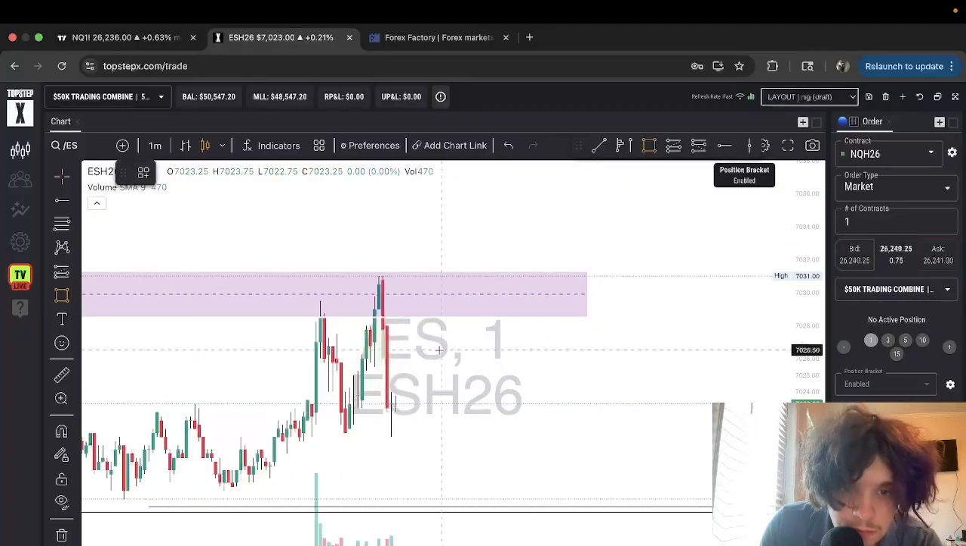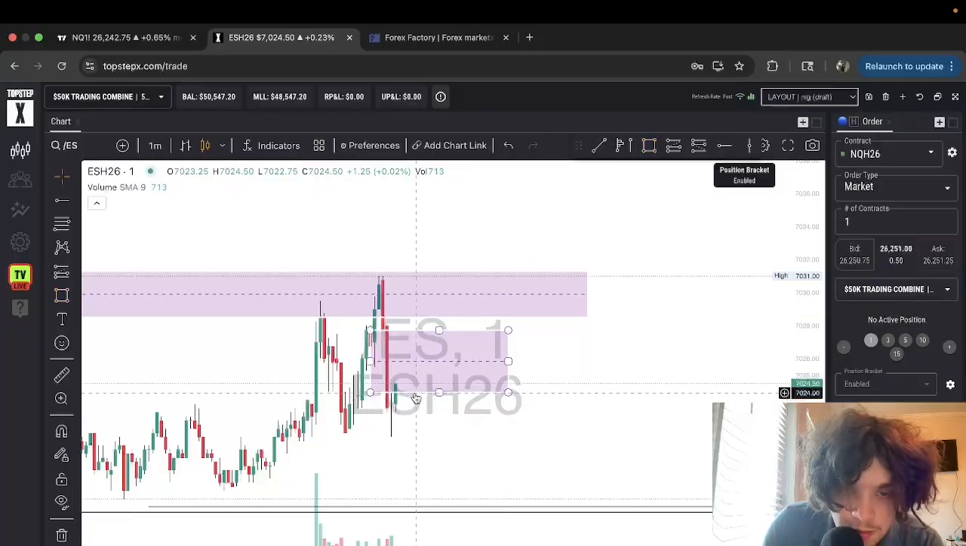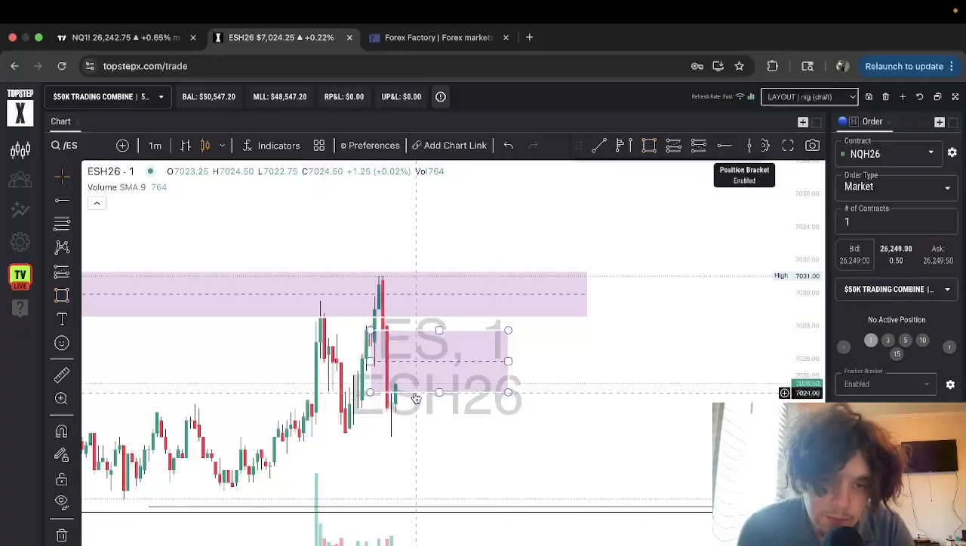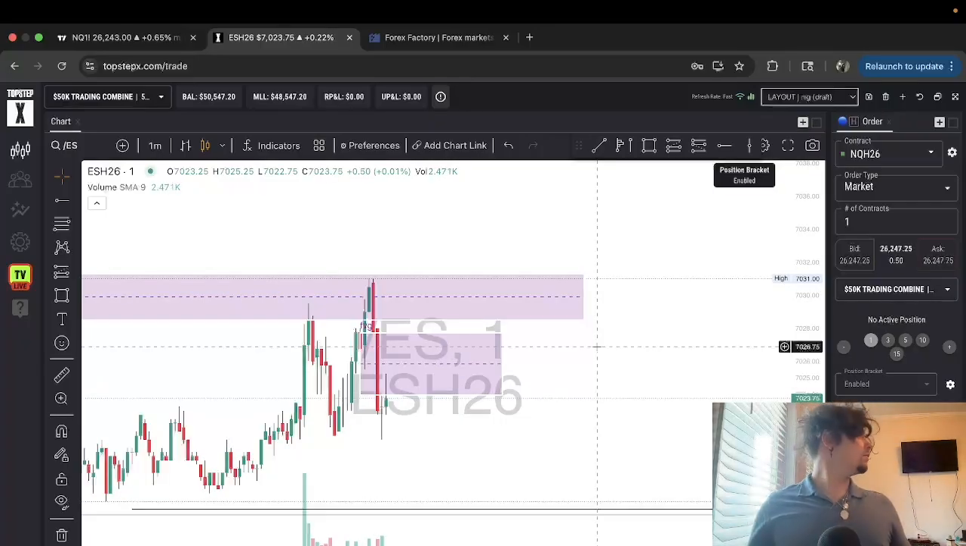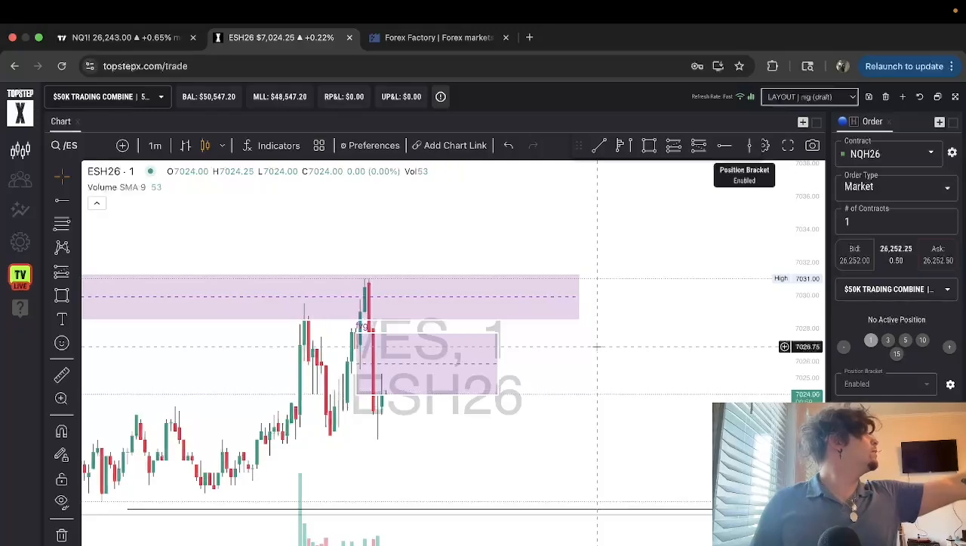Nice. Fair value gap setup right there. If we get a bearish close out of it, I'm going short. No. Get down.